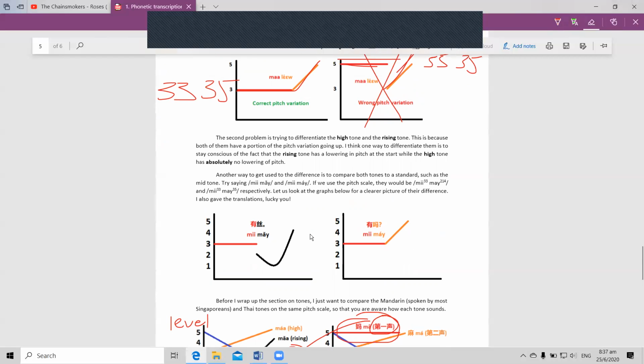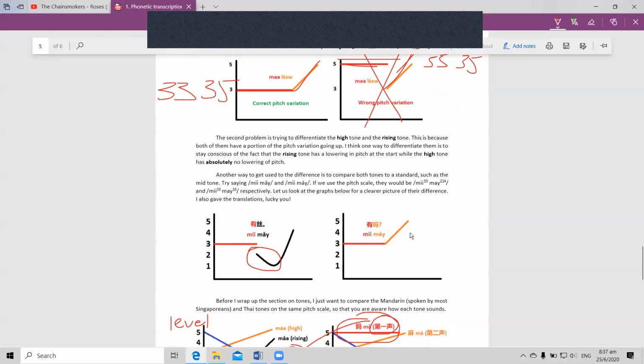The first way is to recognize that the rising tone has a part that goes down, and the high tone doesn't. So if you hear a lowering of pitch before it goes up, it's probably the rising tone. The other way is to compare the tones to a standard. For example, if I put the mid tone beside each of the tones, we should be able to tell that this one is the rising tone, and this is the high tone.